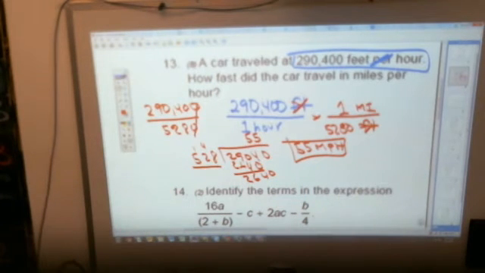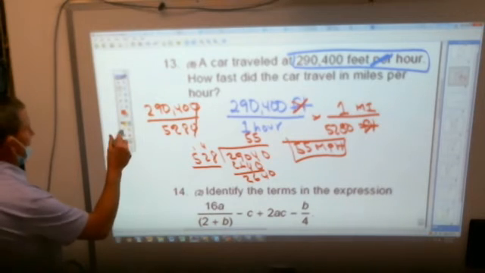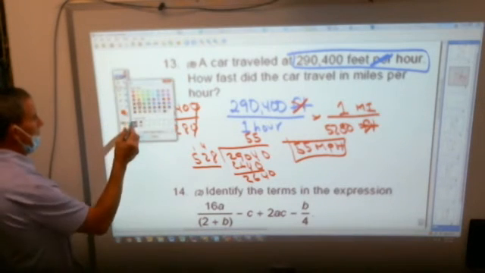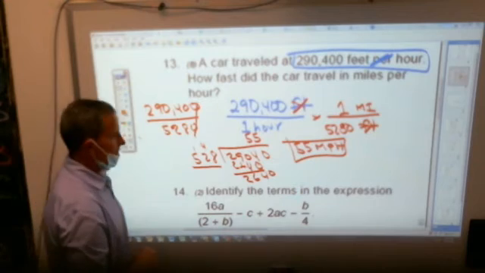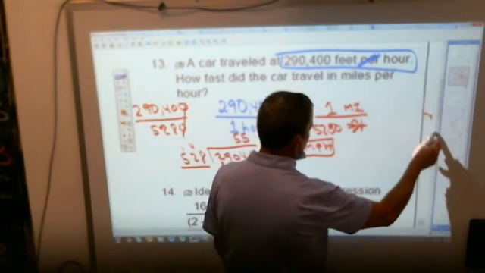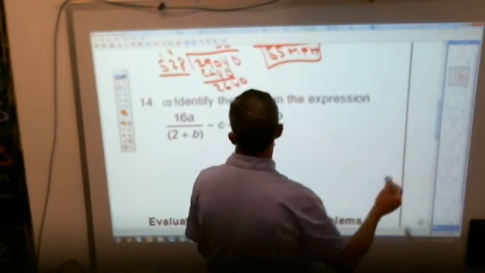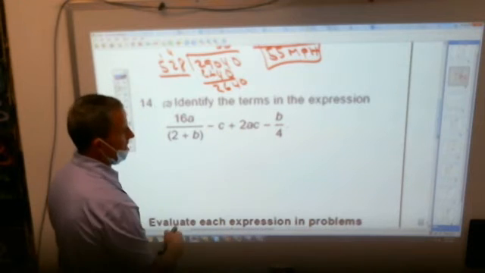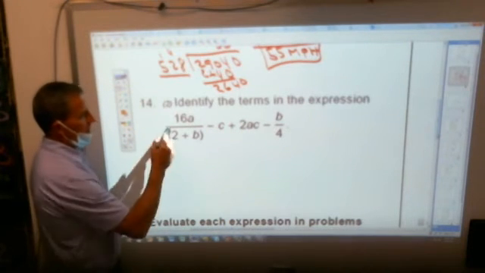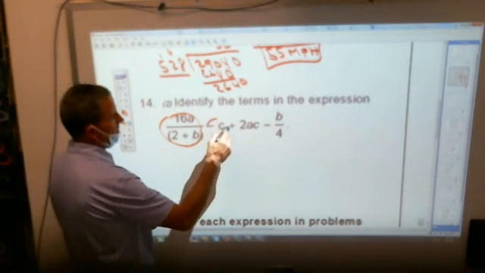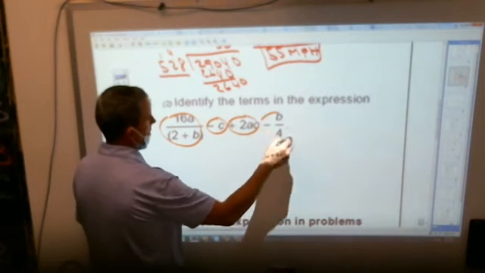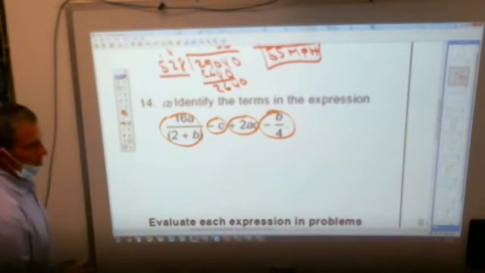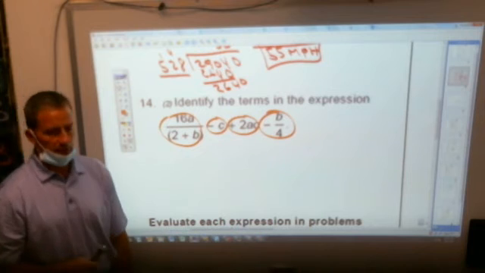Getting tired of this color? If you missed problem number 14, it's your own fault, people. I mean, there's nothing easier than that. Some of you forgot about what terms are. Terms are nothing more than things separated by addition and subtraction signs that aren't in parentheses. 1 term, 2 terms, 3 terms, 4 terms. Just that easy. Max, what are your thoughts on that?